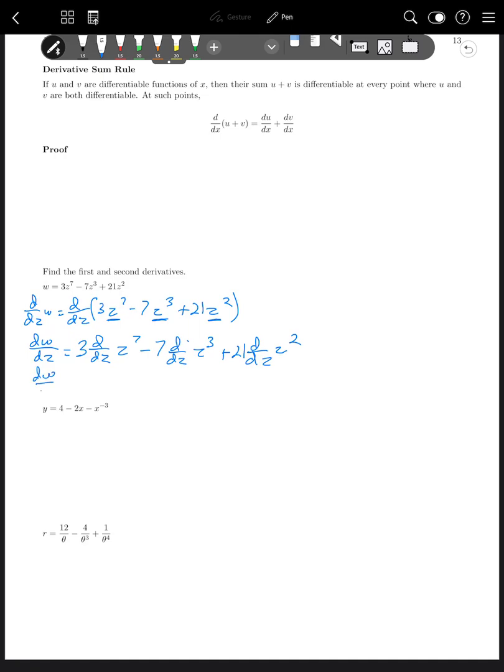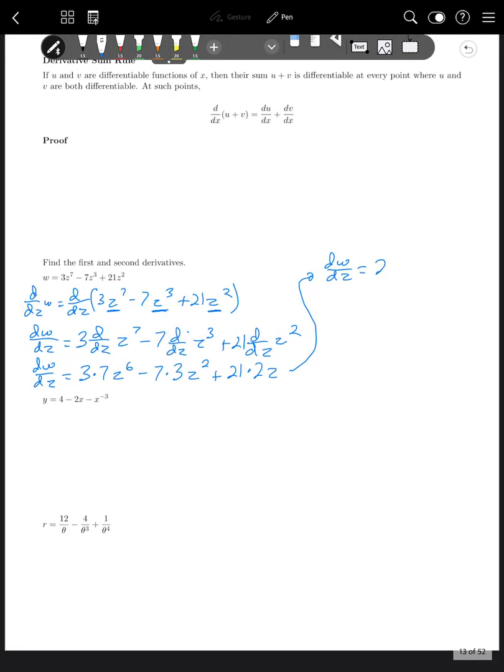So this would be dw over dz would be 3 times 7z to the 6th, right? I bring the 7 in front and subtract 1 from 7 to get 6, minus 7 times 3z squared plus 21 times 2z, right? So the constants, coefficients there, I just bring along. Okay, and so that's going to give us dw over dz. The first derivative of this with respect to z is 21z to the 6th minus 21z squared plus 42z. And that's the first derivative.